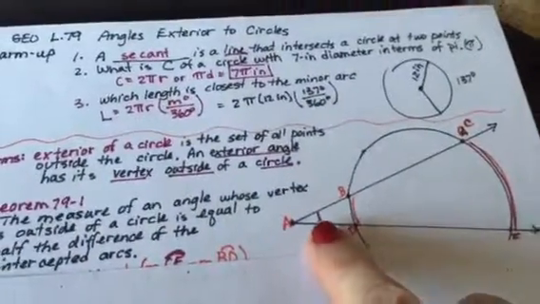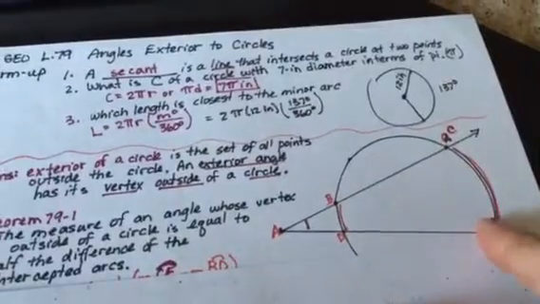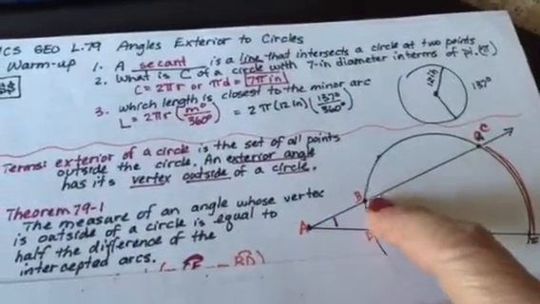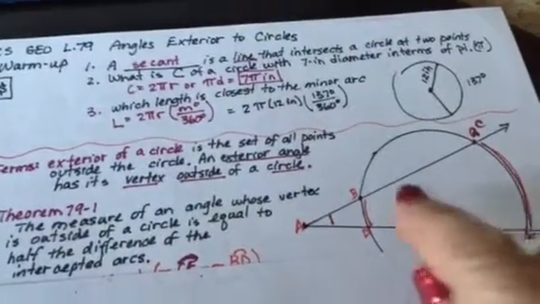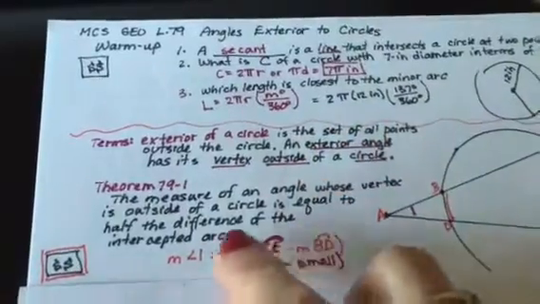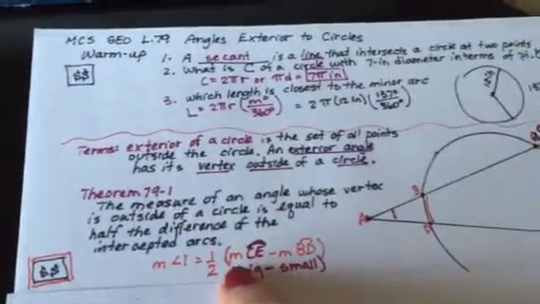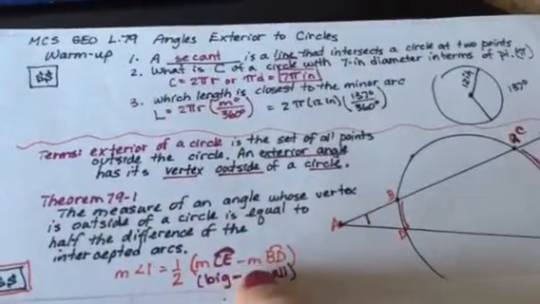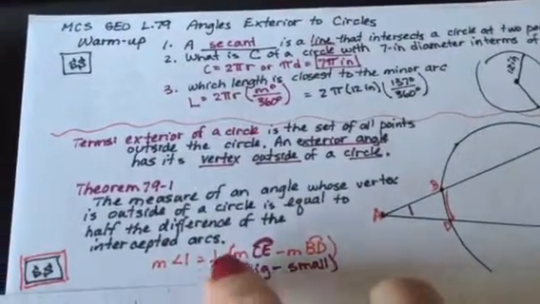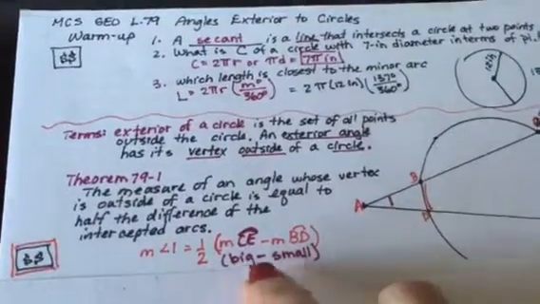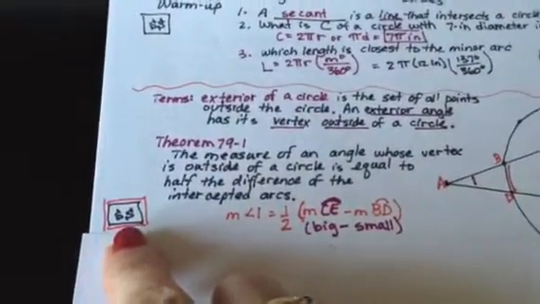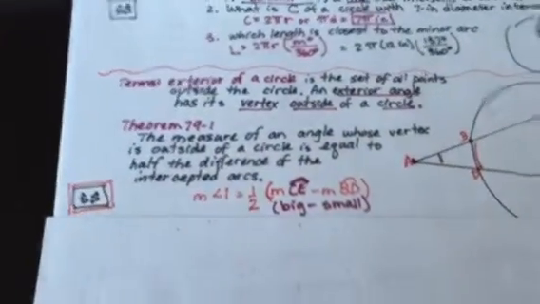So this angle equals one half of the measure of this arc minus the measure of this arc. It looks like an equation: measure of angle 1 equals 1/2 the measure of arc CE minus the measure of arc BD. Here I just notated that it's 1/2 times the big one minus the small one. Please make sure that you put your new theorem on your smart sheet.